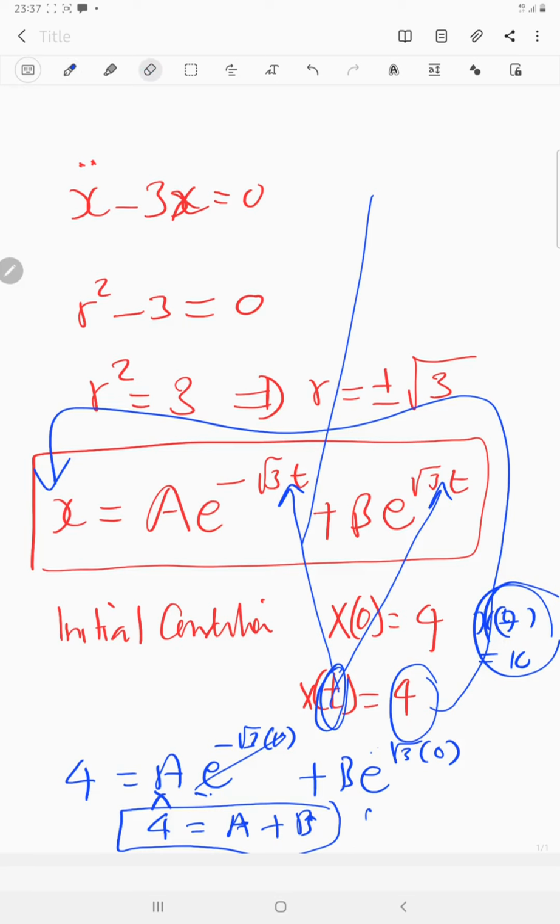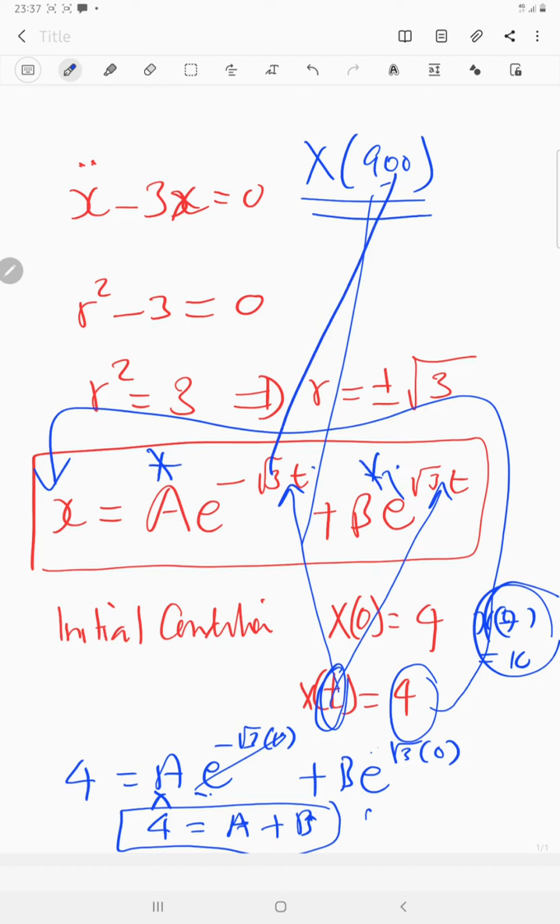Having done that, you are now able to solve for any value, which can be represented to infinity. You can even solve, say, what is x of 900? What could be the value? Because you now know this and that, and t is now equal to 900, you can take it into those equations and get x at 900, and then you get the actual value that you need. That's how we solve problems of that nature.